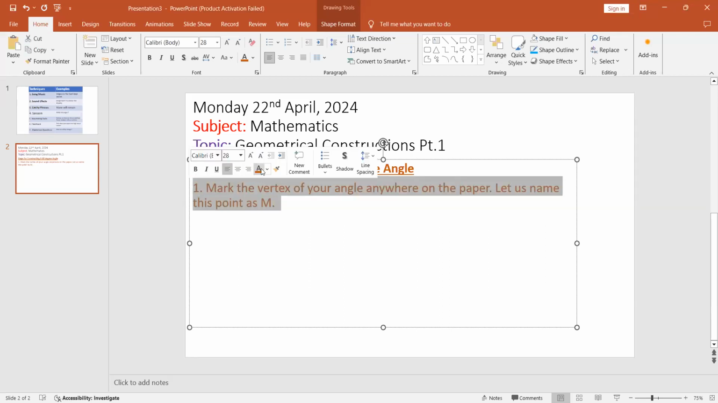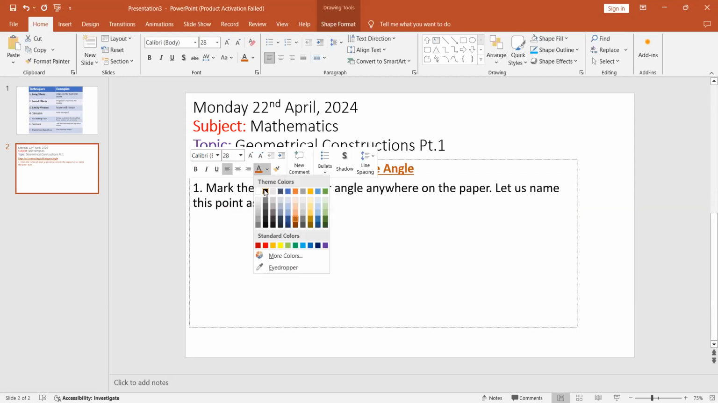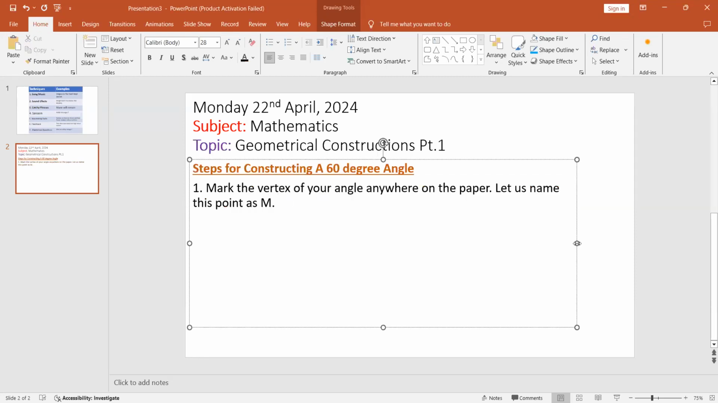So you're gonna first start off by marking the vertex of your angle. In our case, we're gonna call it M, right? That's the first step.